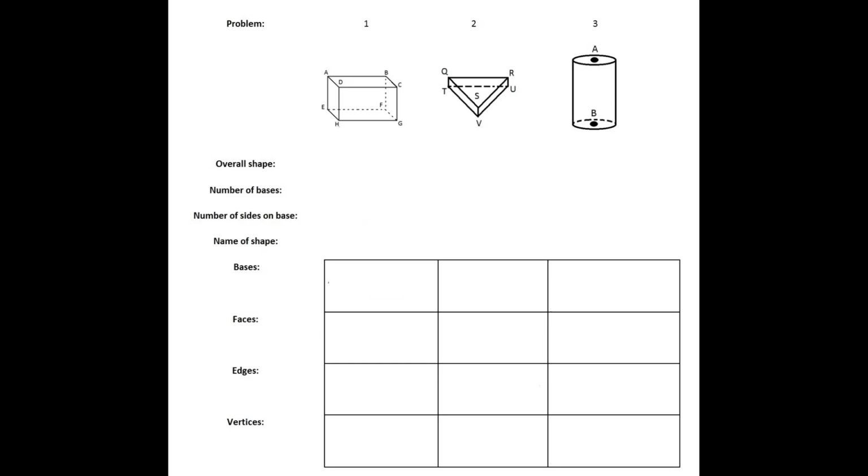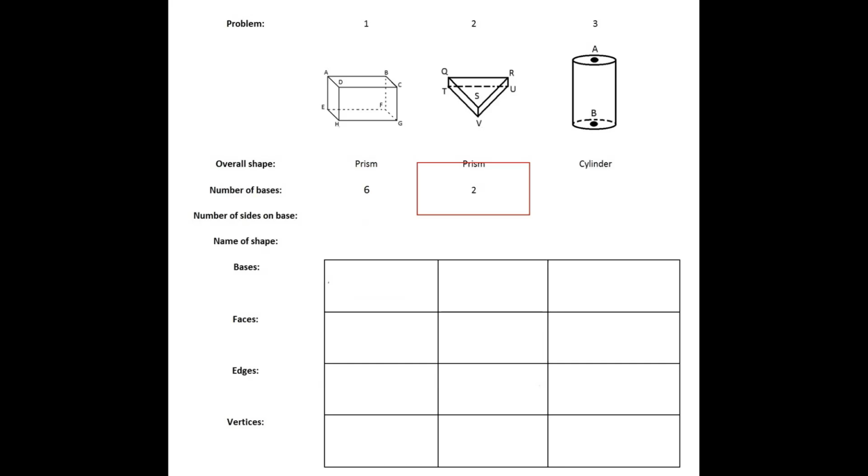So for the first shape, that overall shape is a prism. All right, so that rectangular prism is a prism. All right, so here's the second shape. That's also a prism. The third shape is a cylinder. All right, it is not a polyhedron. The other two are, this one isn't. Number of bases, there are 6 bases in that rectangular prism. In the triangular prism, there are 2 bases.